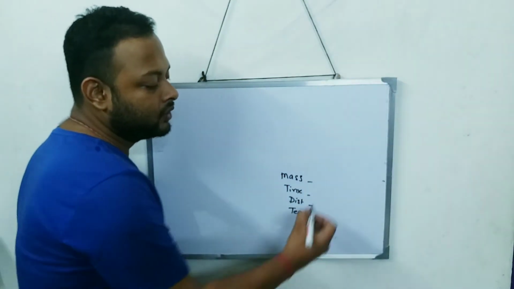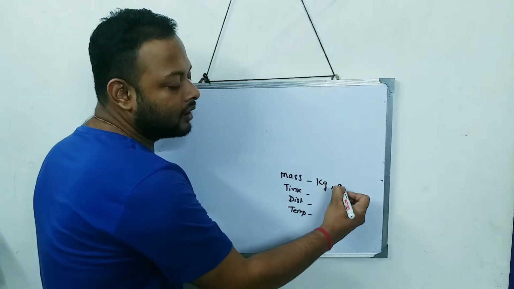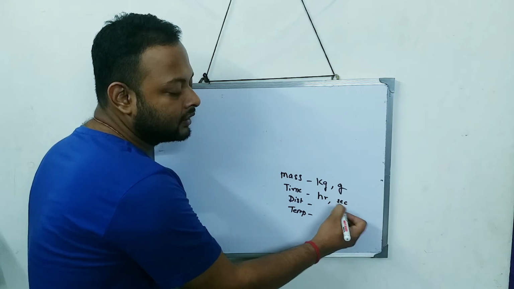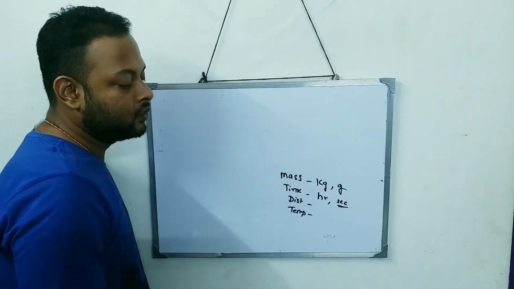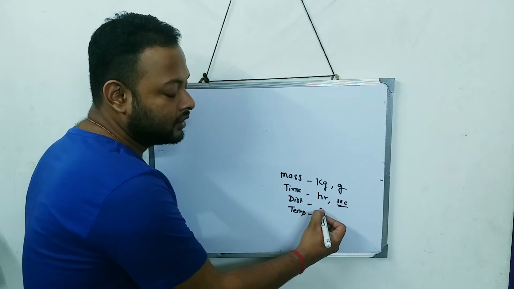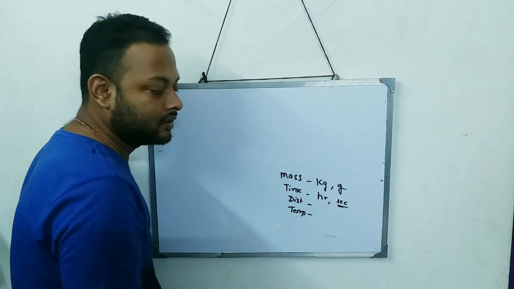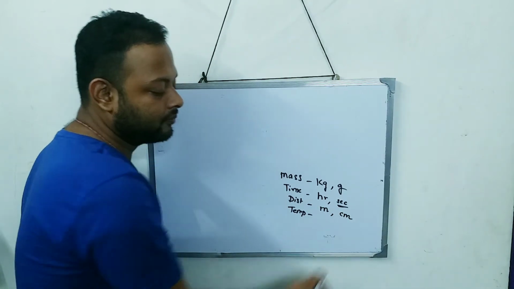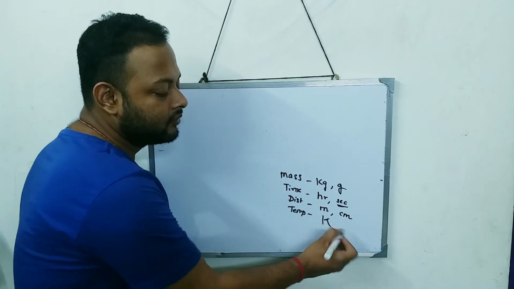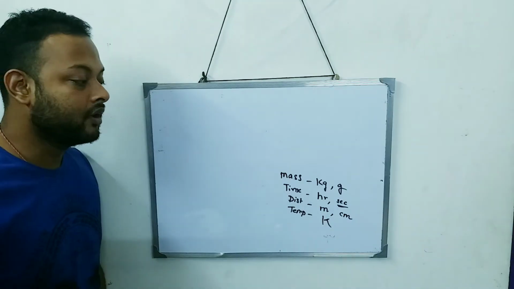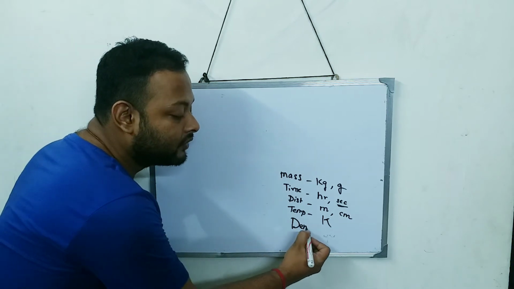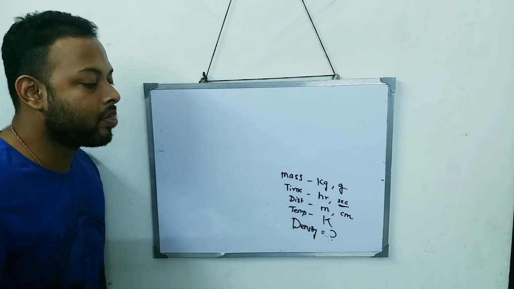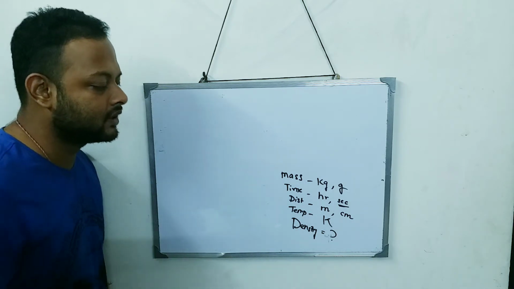Like for mass, what is the unit? It is kg or gram. What is the unit of time? Either it is hour, or the SI unit we normally take is seconds. What is the unit of distance? Meter. But we also take some units as centimeter, and the unit of temperature is Kelvin. So we know these are the units. Now today we will discuss what is the unit of density.